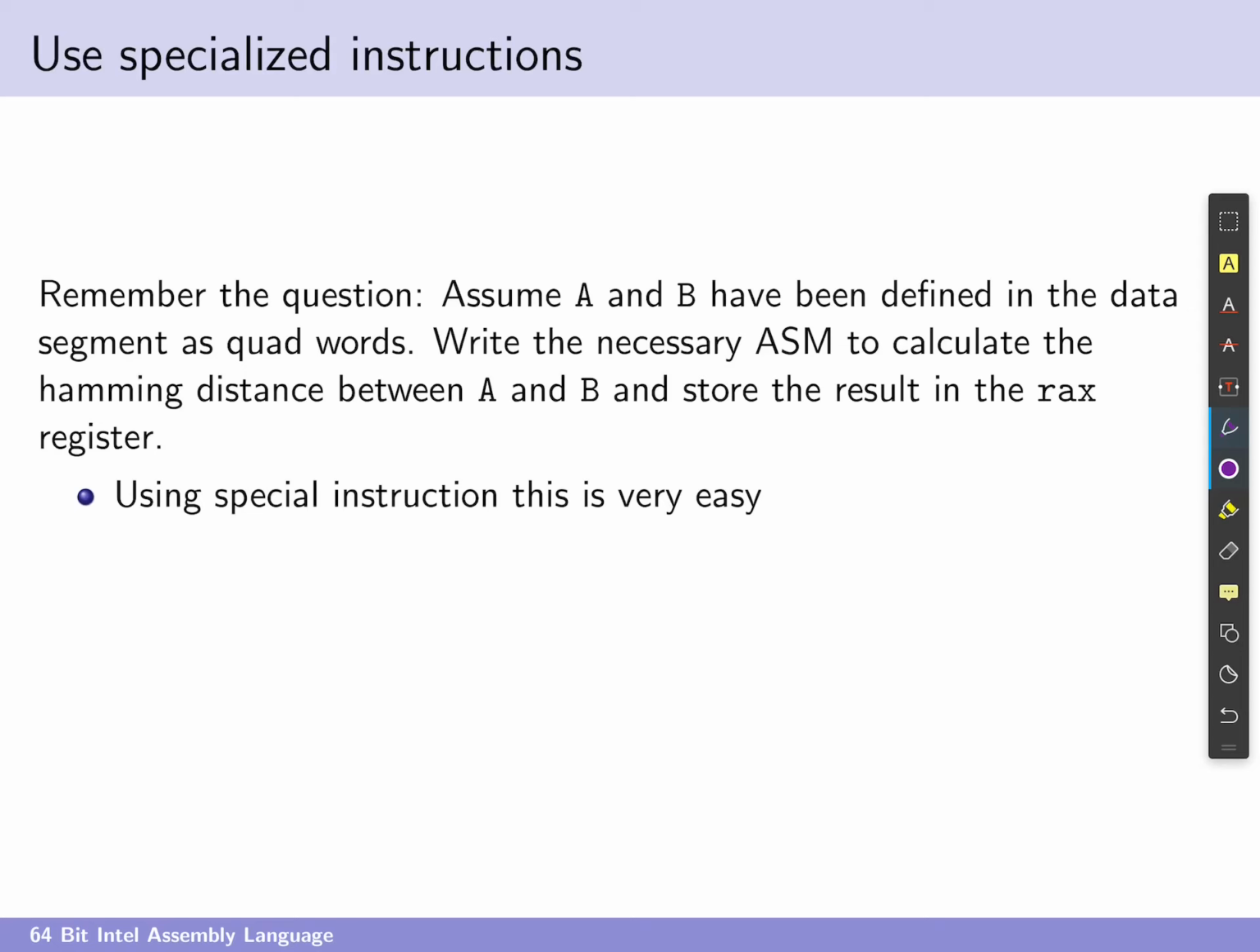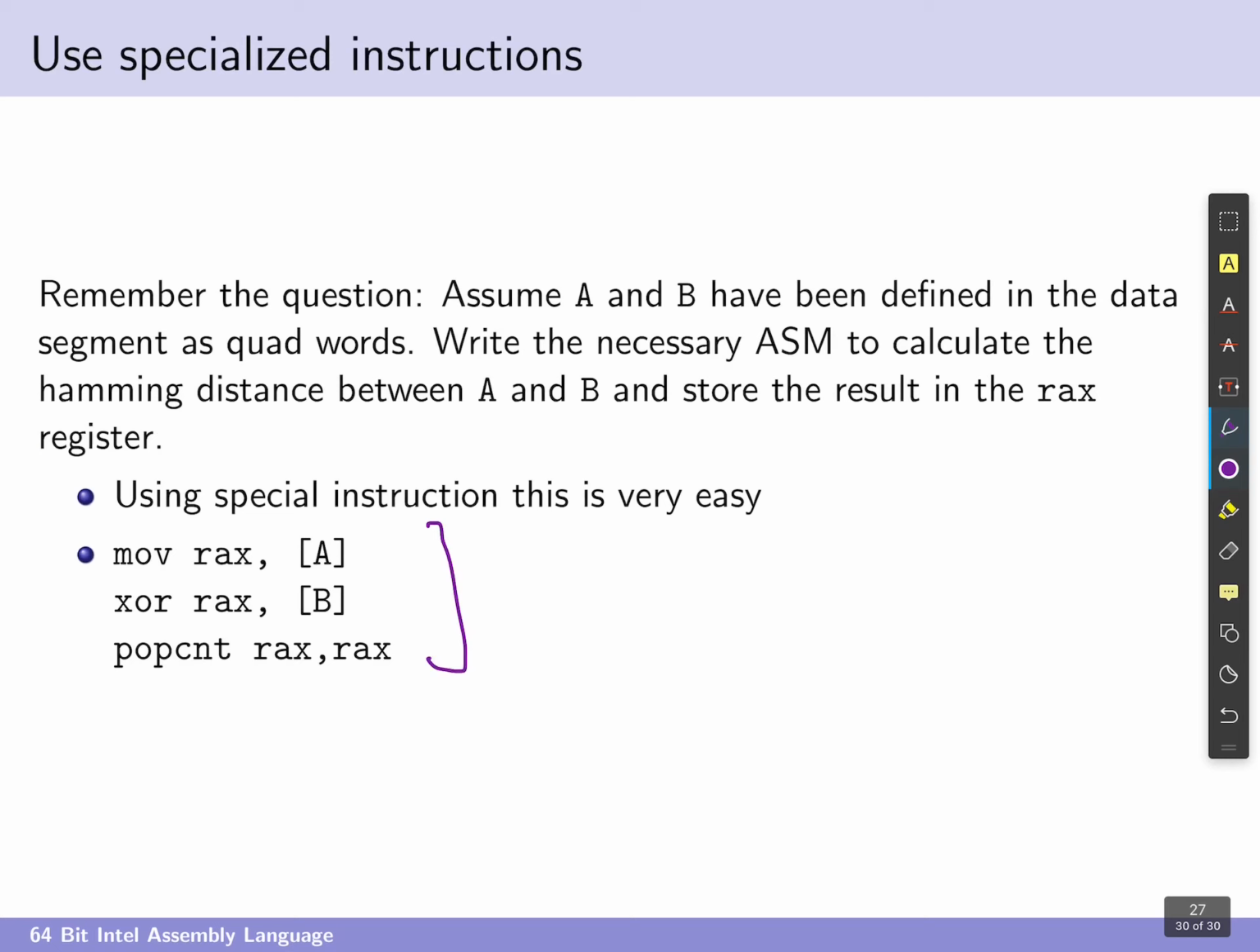Now, if we have a very good understanding of the instruction set, we can utilize that knowledge to write this Hamming distance calculation very quickly. Specifically, we only need these 3 lines.